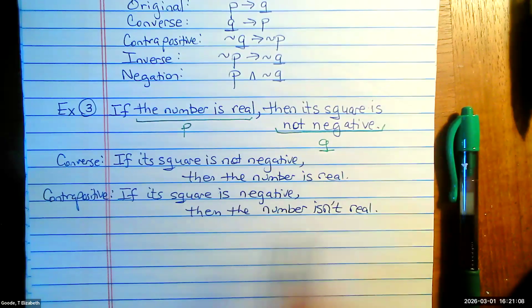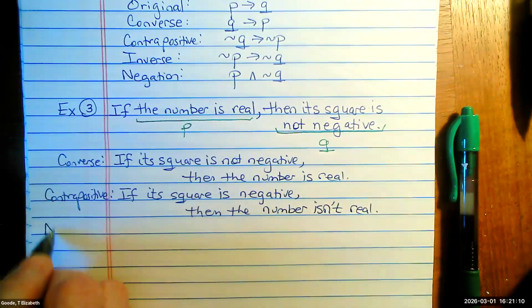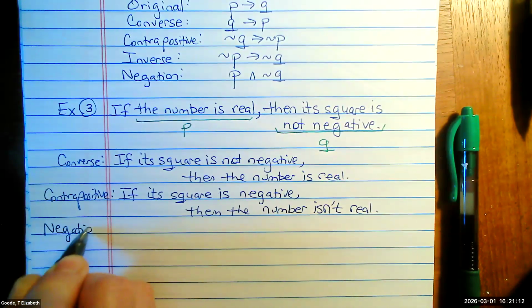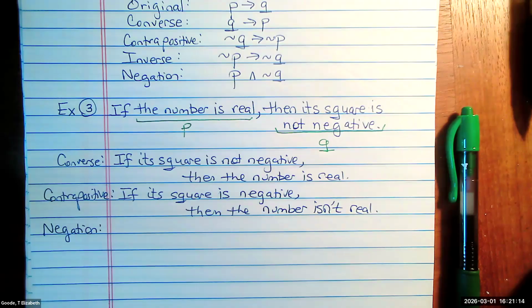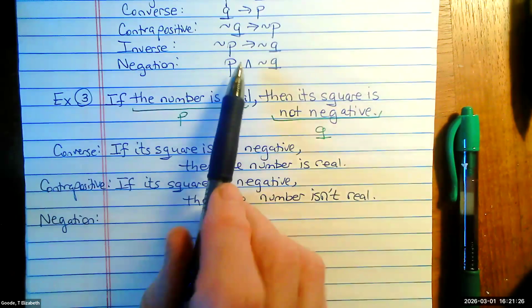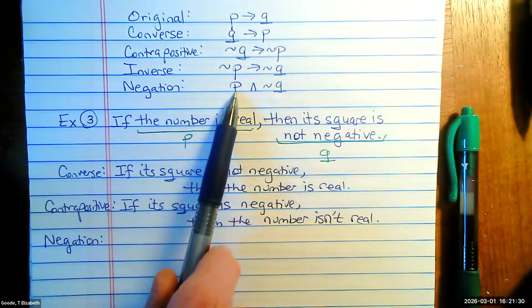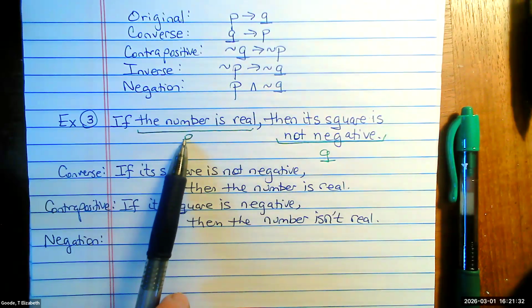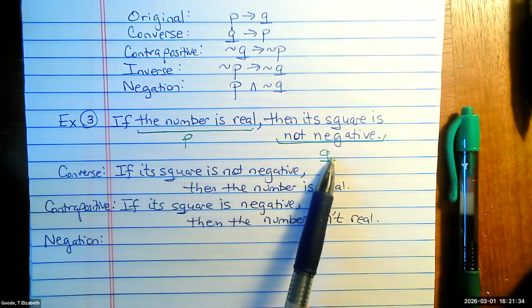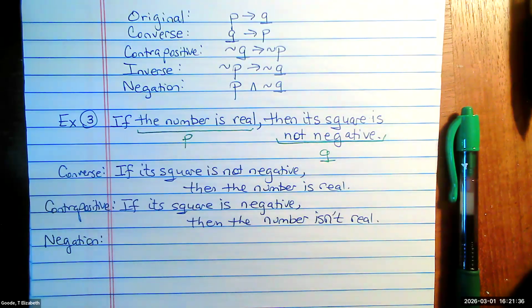Good. And let's go directly to the negation. If its square is negative and the number is real. No, no. Check your symbolic representations of these forms. Check out what P is. Check out what Q is and try again.